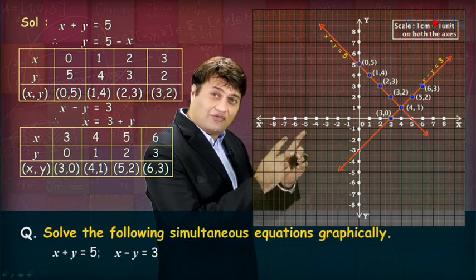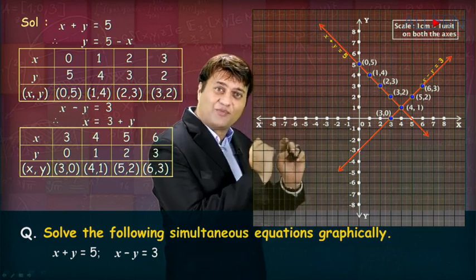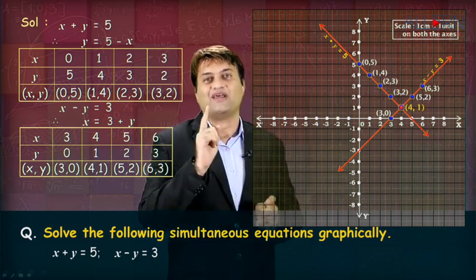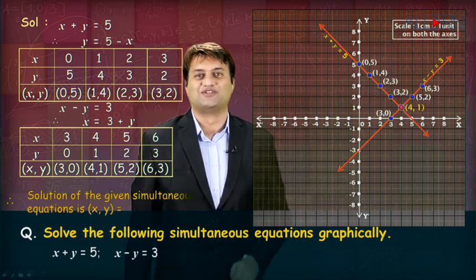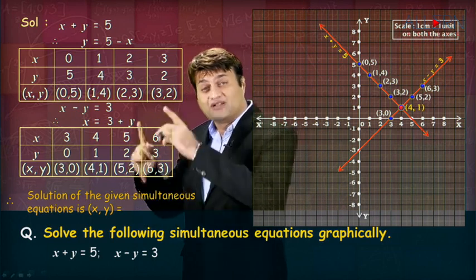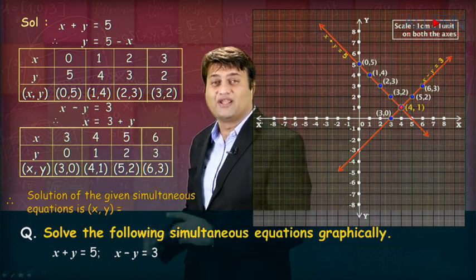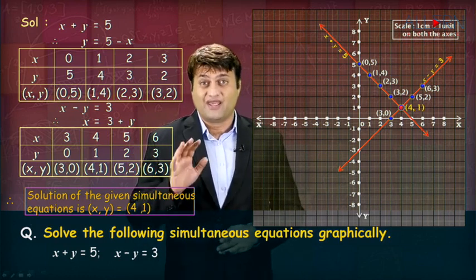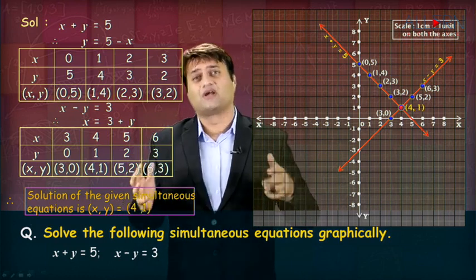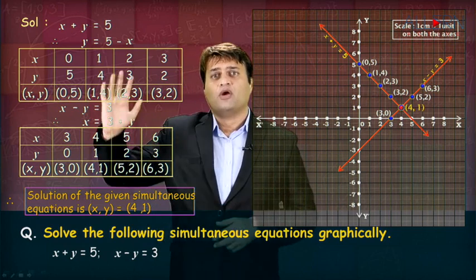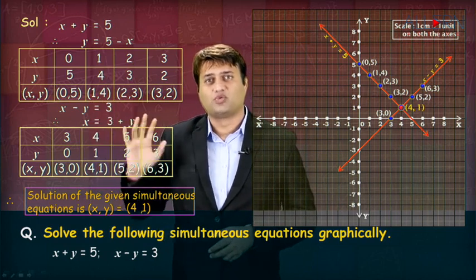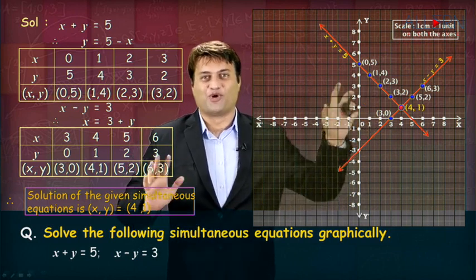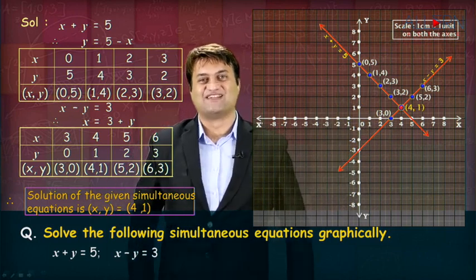Now look at the graph. Check the point of intersection. The point of intersection is very clearly 4 comma 1, and because the point of intersection is 4 comma 1, on the main answer sheet below the table you need to write the final answer that the solution is 4 comma 1. In the exam, graphical method comes for 4 marks generally, where 1 mark is for both the tables, 1 mark for the final answer and 2 marks for the graph if properly done. As simple as that.